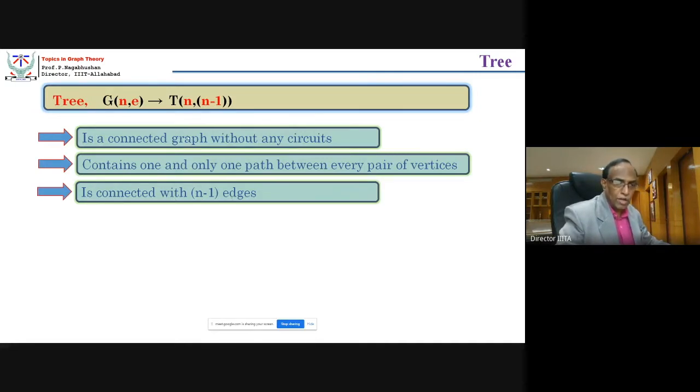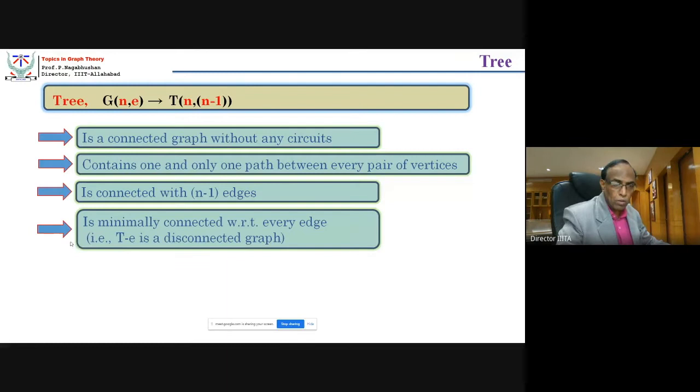See, even in the first definition it is a connected graph, but there it has not been told as n minus 1 edges. It is said as without any circuits. And the second definition says one and only one path. One and only one path. So a path shows the connectivity. So it is connected, but it does not tell n minus 1 edges.